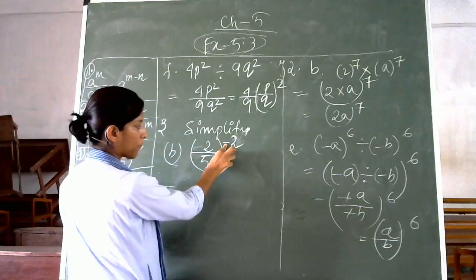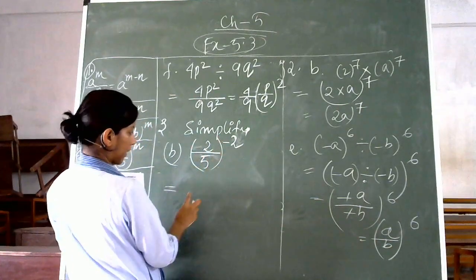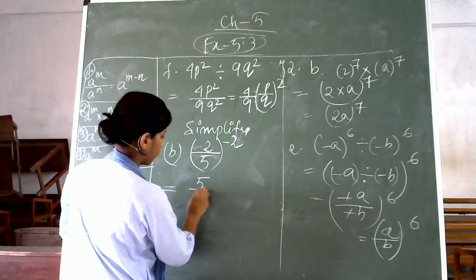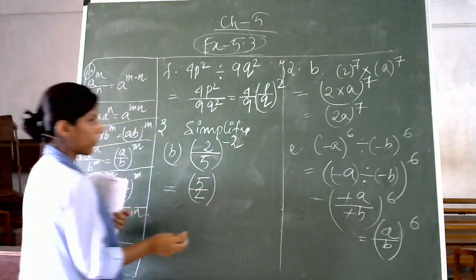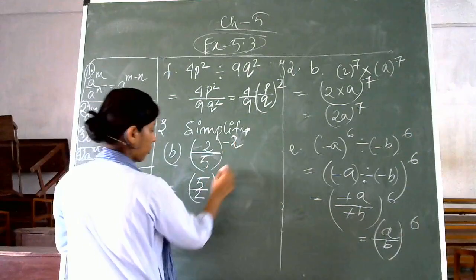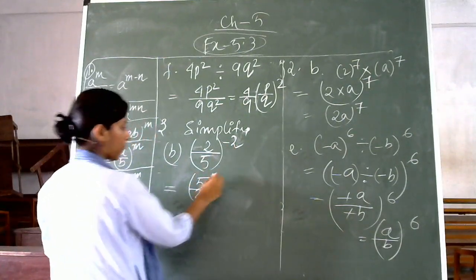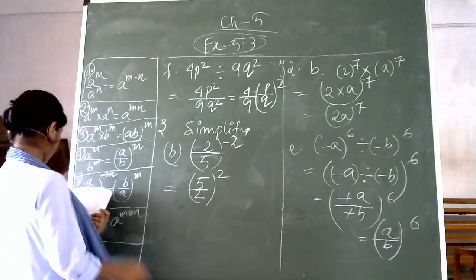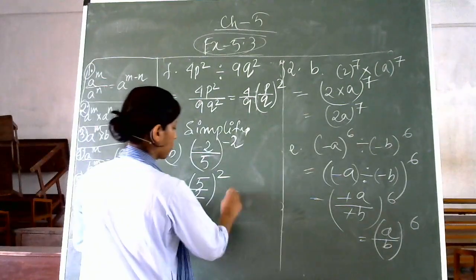Now to remove this minus, what is the number inside my bracket? 2 by 5. And what is the reciprocal of 2 by 5? That is 5 by 2, right? So 5 by 2 to the power minus 2. So minus, since I have written in reciprocal form, it is removed. So 5 by 2 whole to the power 2. So 5 by 2 is how much?